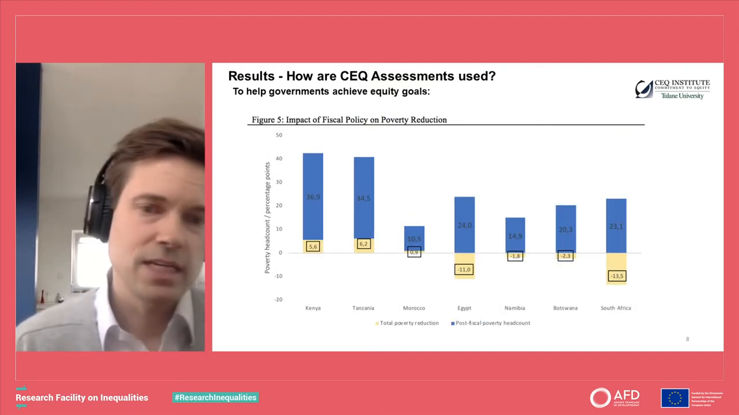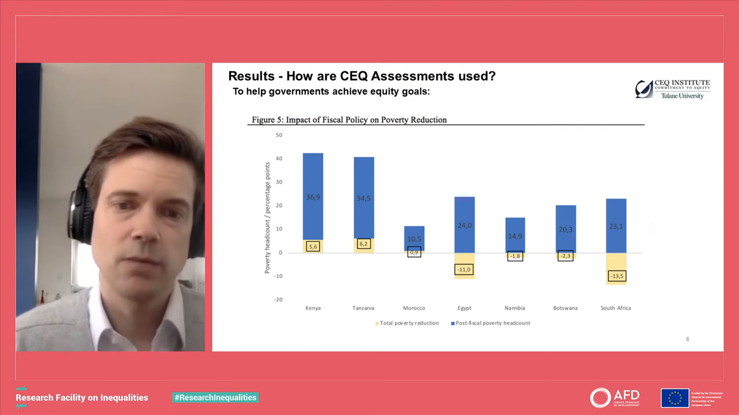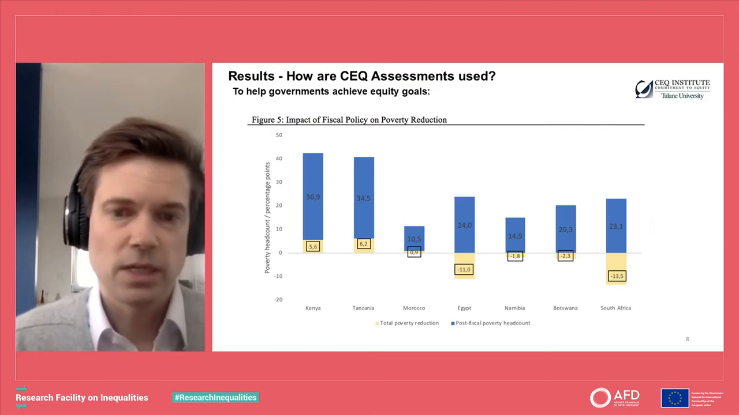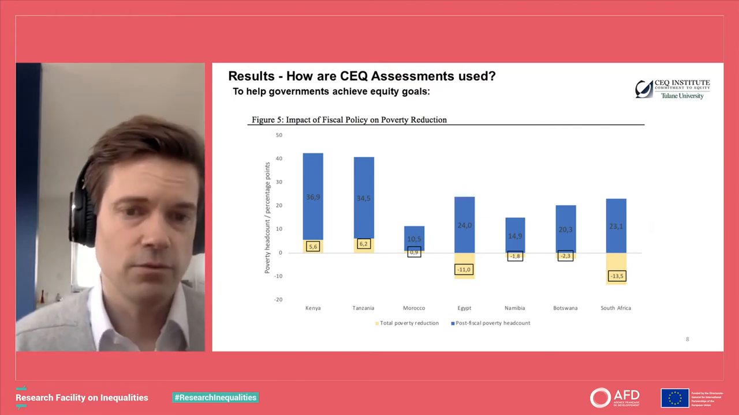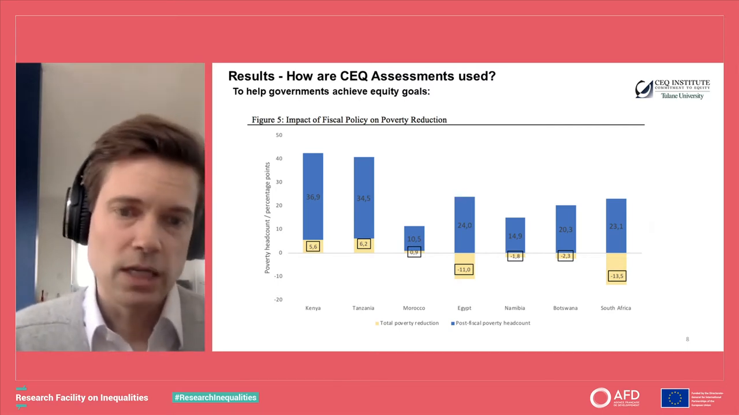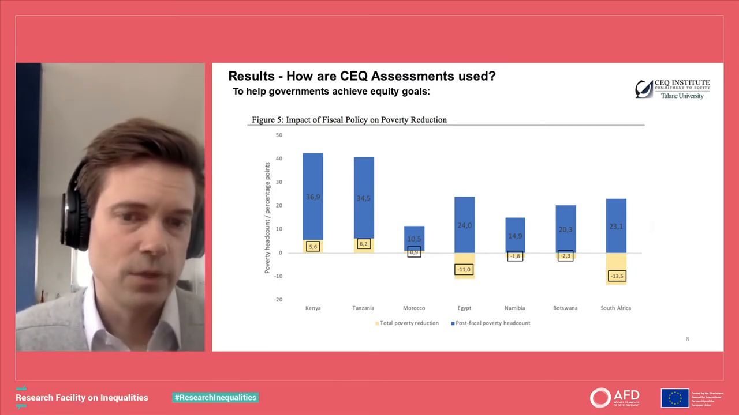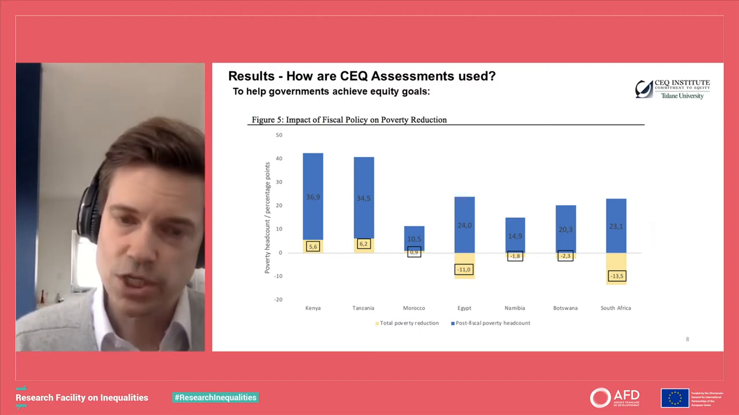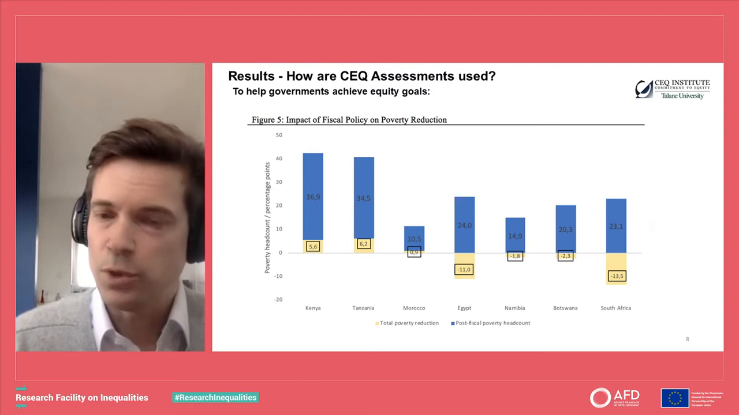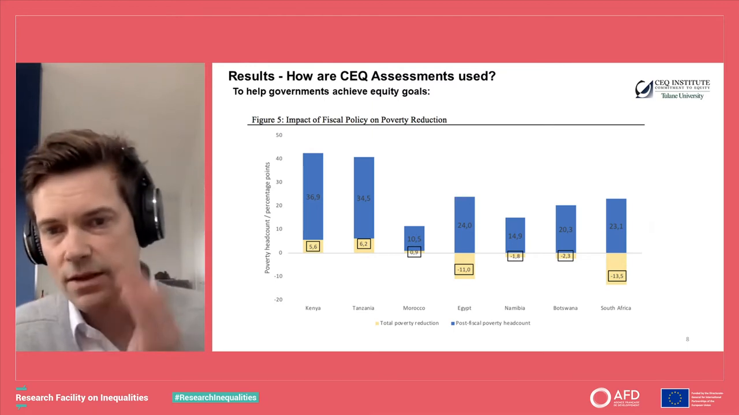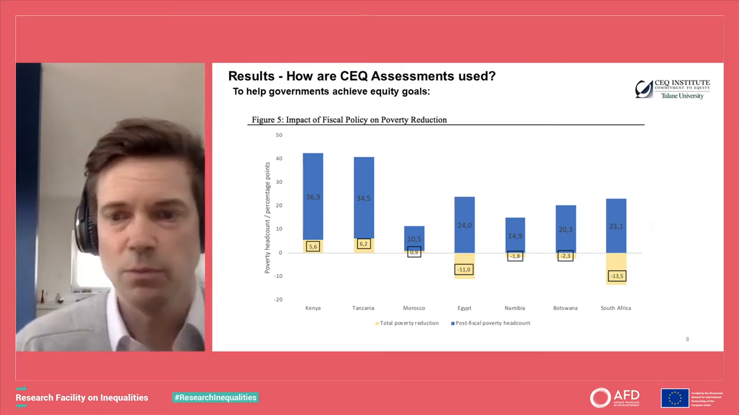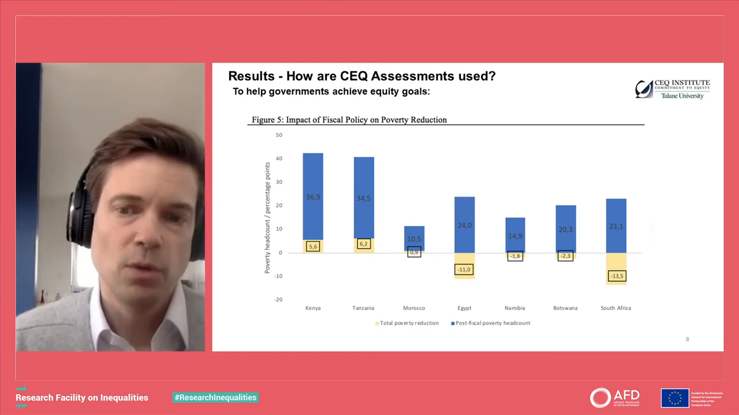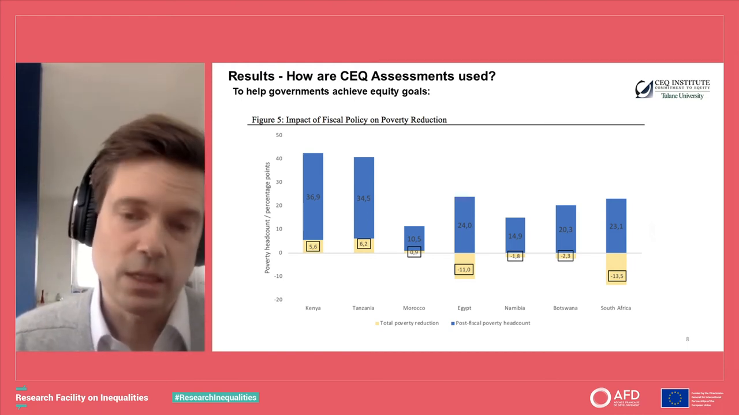The impact on poverty doesn't always line up with the impact of fiscal policy on inequality. So in Kenya, for example, fiscal policy, the combination of expenditures and revenues, indeed increases the poverty headcount ratio by 5.6 percentage points. While in South Africa, at the opposite end of the spectrum, fiscal policy is both poverty reducing as well as inequality reducing.